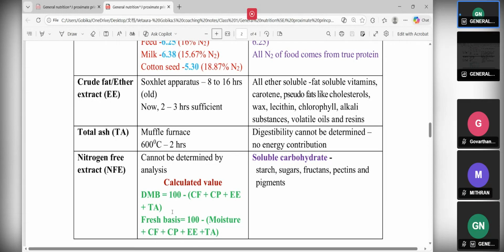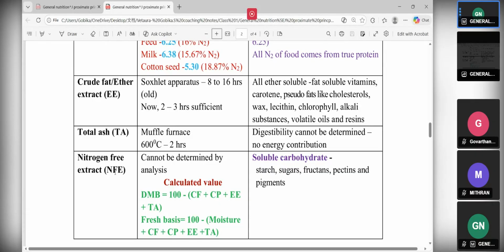These two formulas are most important because they will interchange them. On fresh basis they will give one formula, and on dry matter basis they will give the other formula, and ask whether the statement is correct or wrong. So we should know this. They will also ask the statement that NFE can be determined by analysis. So we should be clear that NFE cannot be determined by analysis. Only the other five parameters are estimated using an instrument specified for that purpose. The last component NFE is not determined by analysis or estimated. It is actually a calculated value.